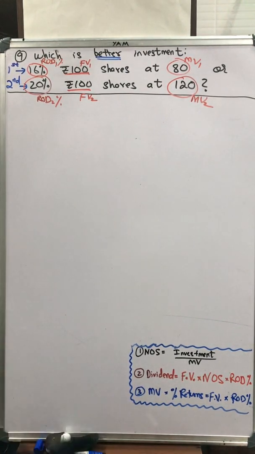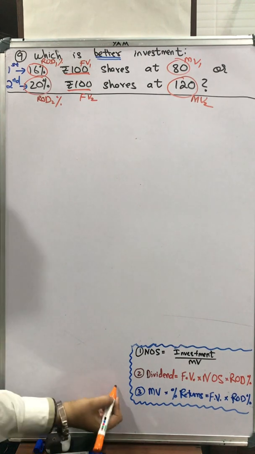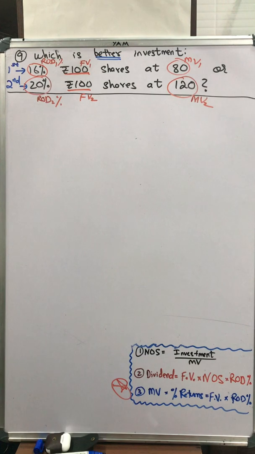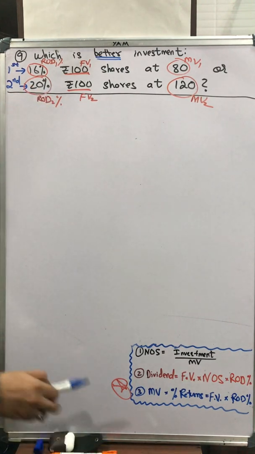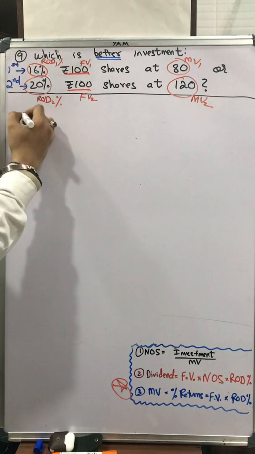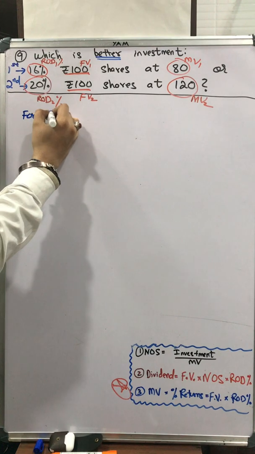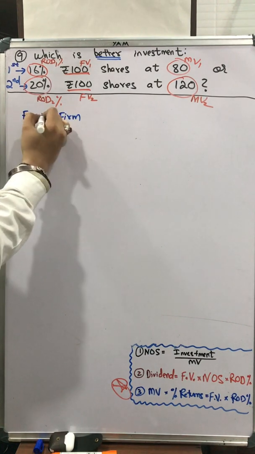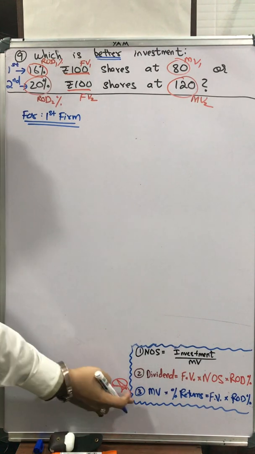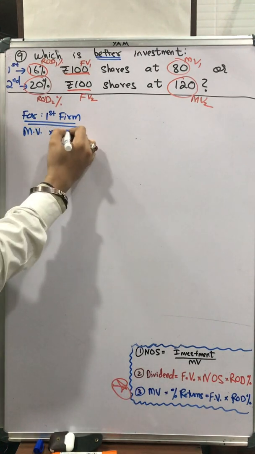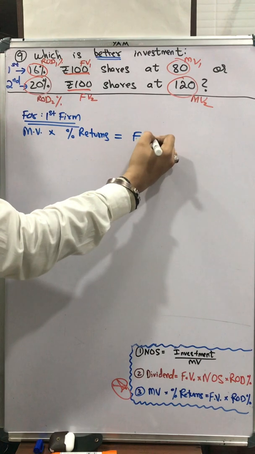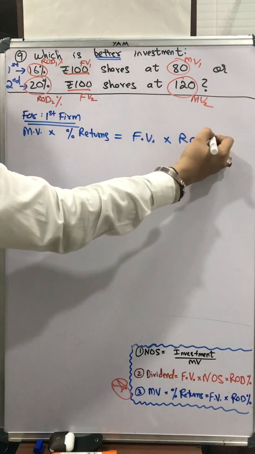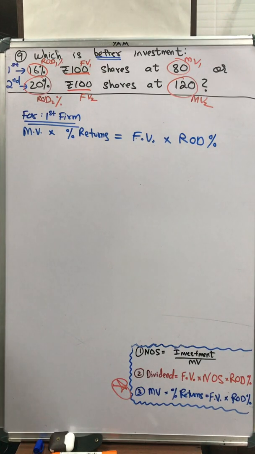So who will decide? A magical formula will decide. Very, very important, a very simple solution. We'll apply the magical formula. I am writing my magical formula on the board. Please see on the board. First, I'll put the heading for the first firm. What is my magical formula? I'm just copying here. Market value multiplied by percentage of returns is equal to face value multiplied by rate of dividend, which is in percentage.